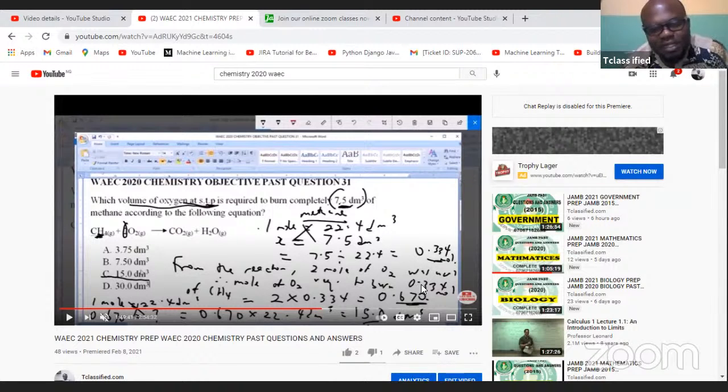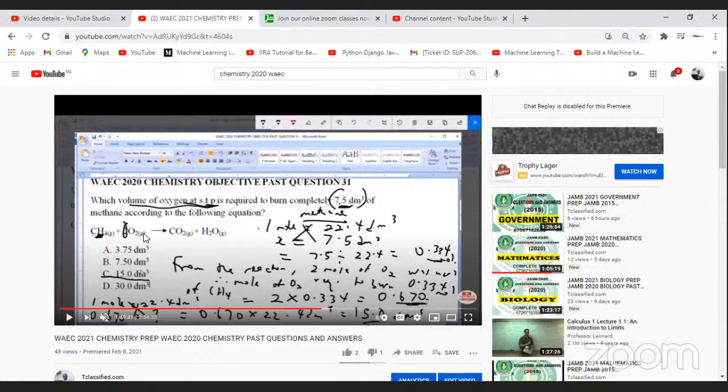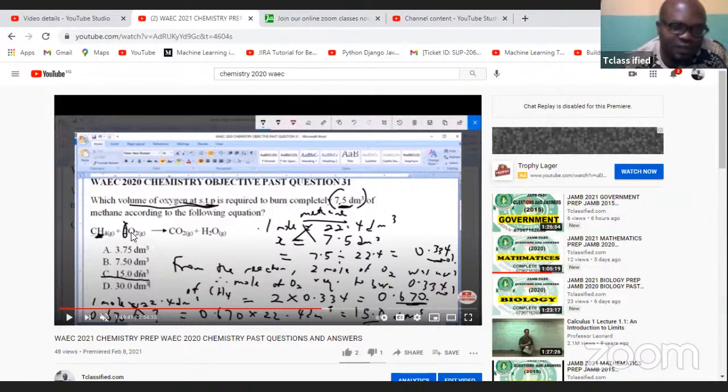Yeah, this 0.33 now is the mole of methane that went into this reaction. But we all know that 1 mole of methane will always react with 2 moles of oxygen. So this 0.33 mole, how many moles of oxygen will it react? That is this 0.67 mole of oxygen. So what is the volume of this 0.67 mole of oxygen? That is 15.0 dm.